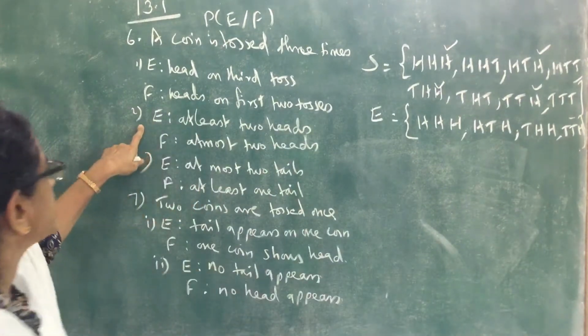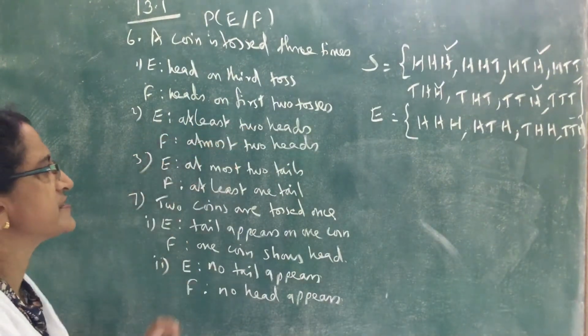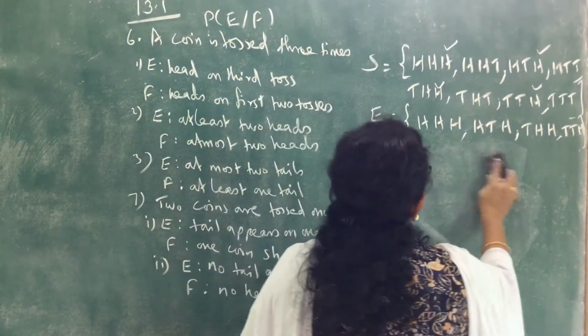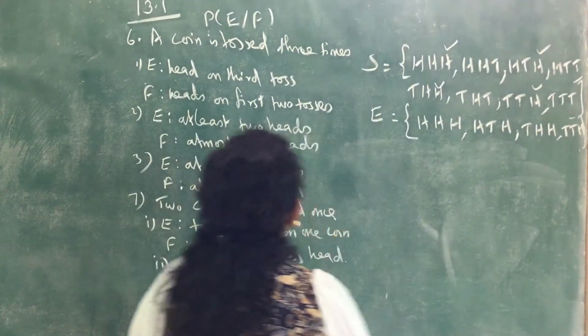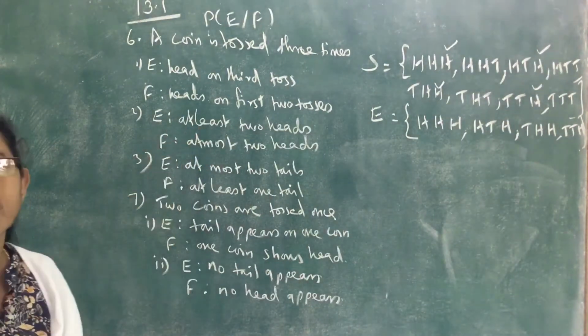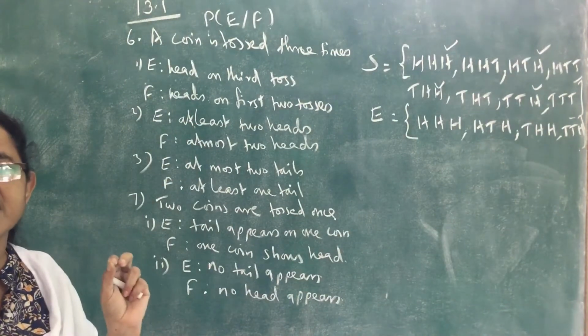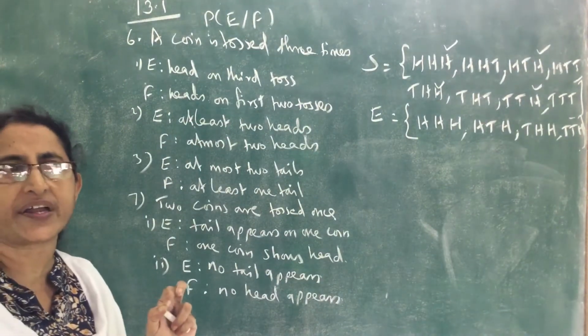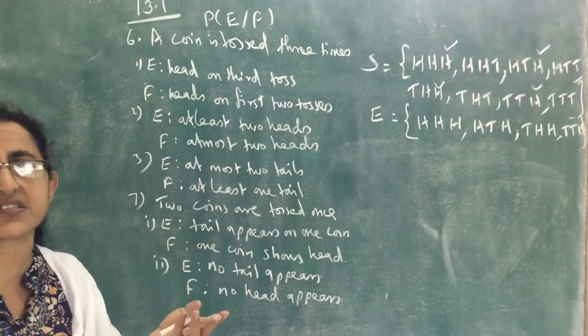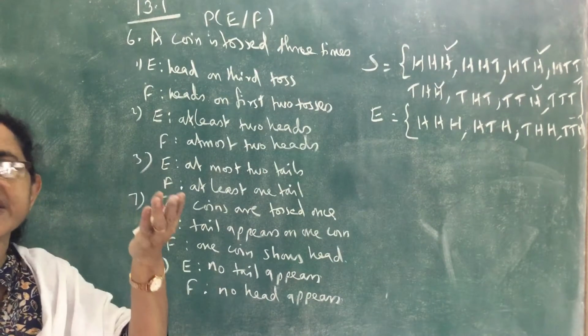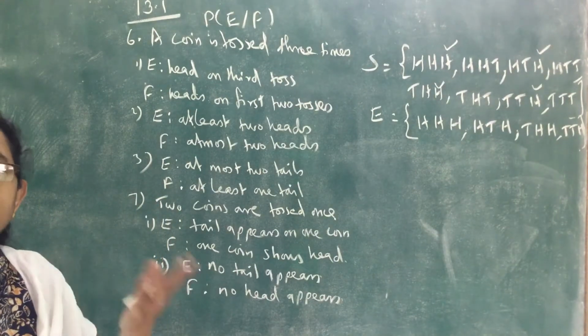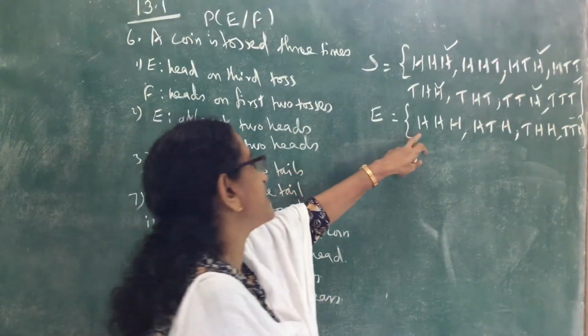See the second question. E, at least 2 heads. At least two heads means what? At least two heads means minimum two heads. At least means minimum. Minimum two heads means two heads or three heads. Minimum two heads, more than that is possible. So two heads and three heads we have to write.